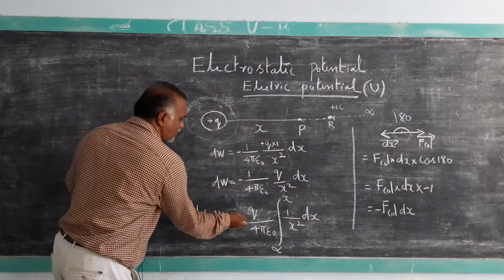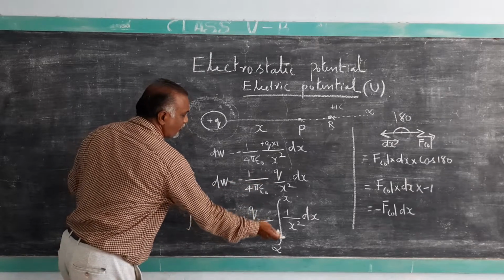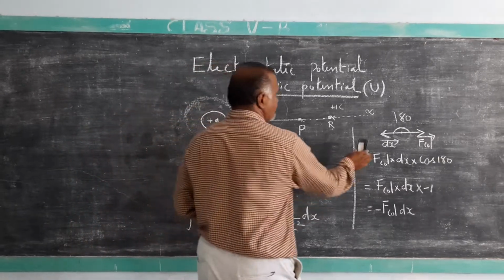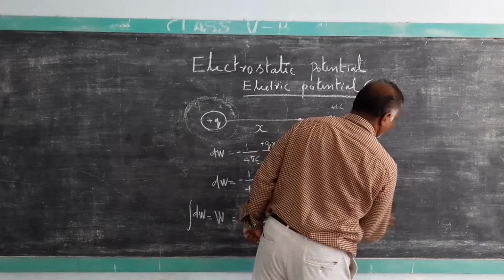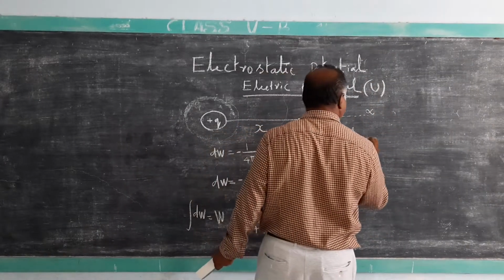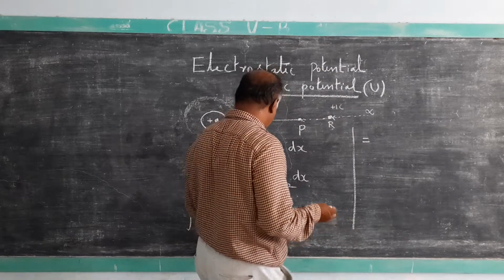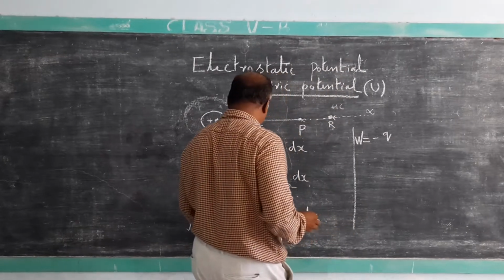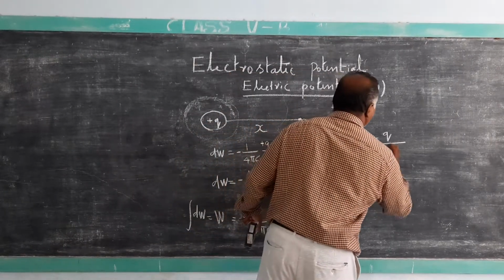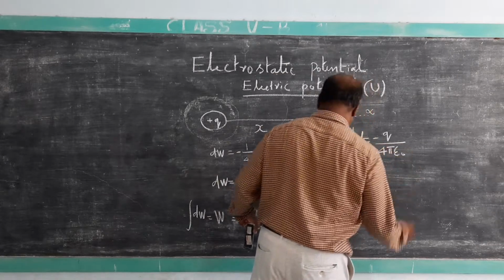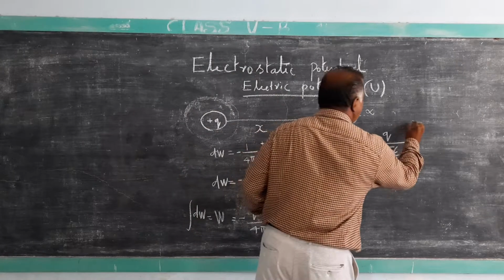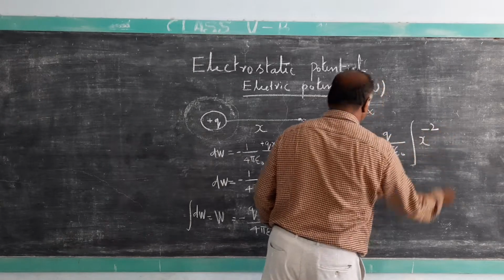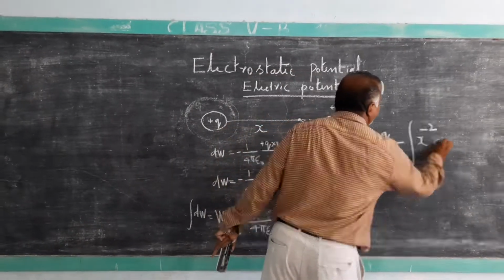So the minus sign is there. Q I take outside because it's a constant, and 4 pi epsilon naught is also a constant. So here I put an integration for this. That is, W is equal to minus q divided by 4 pi epsilon naught, integration of x to the power minus 2 dx.